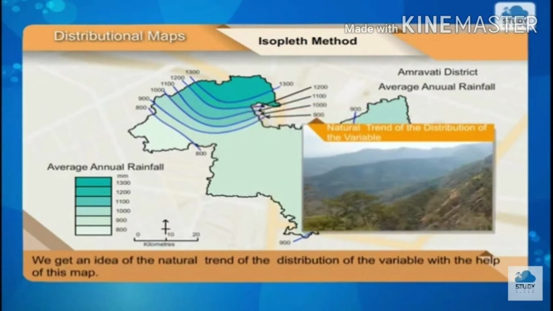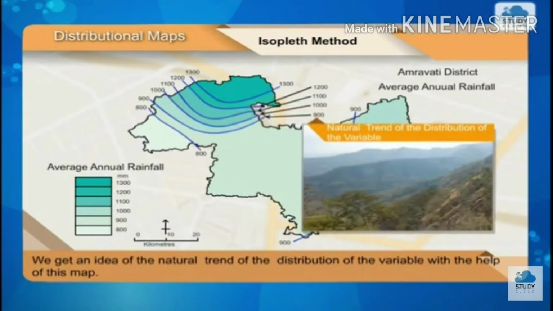If the lines are closer to each other, then the change in the variable is steep. And if the lines are away from each other, then it is gentle. We get an idea of the natural trend of the distribution of variables with the help of the map.